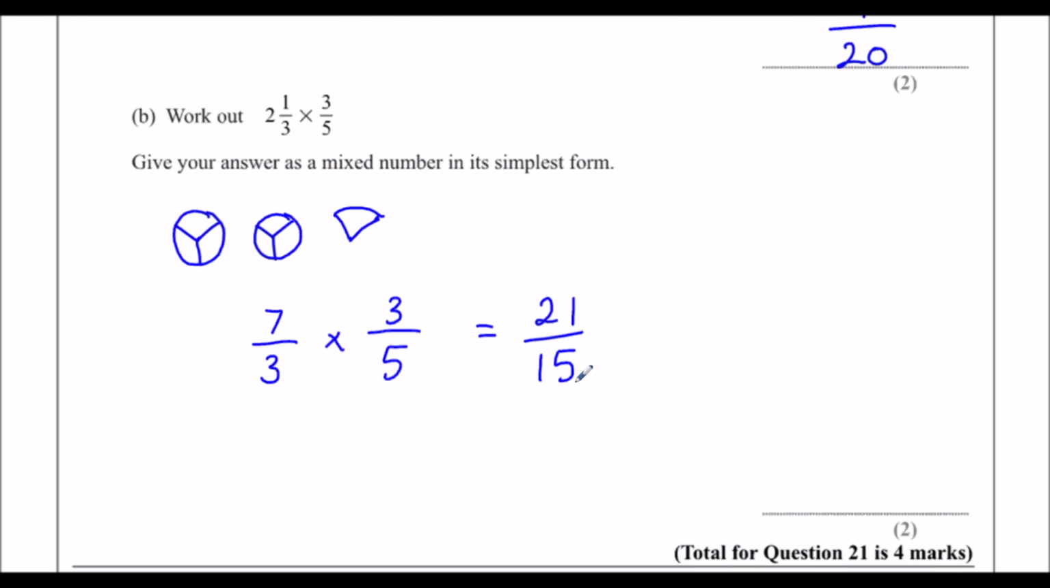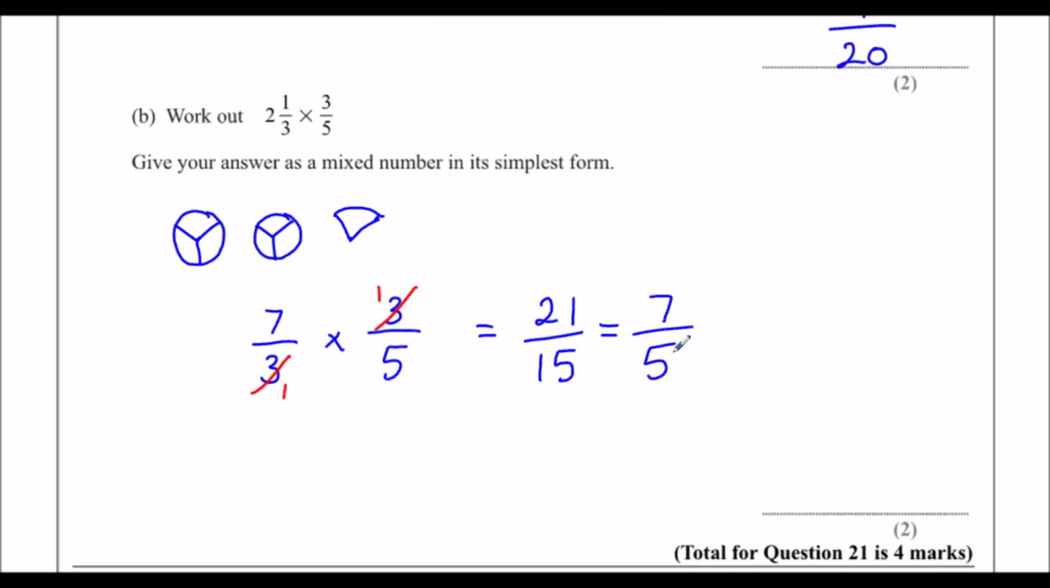And then I can simplify this. I could have also simplified it before I multiplied. But both of these are in the 3 times table. 21 is 7 3s. 15 is 5 3s. So what I also could have done is divided the top and bottom by 3 before I multiplied. So I would have had 7 times 1, which is 7, and 1 times 5, which is 5. So that's my answer, but it's not a mixed number.